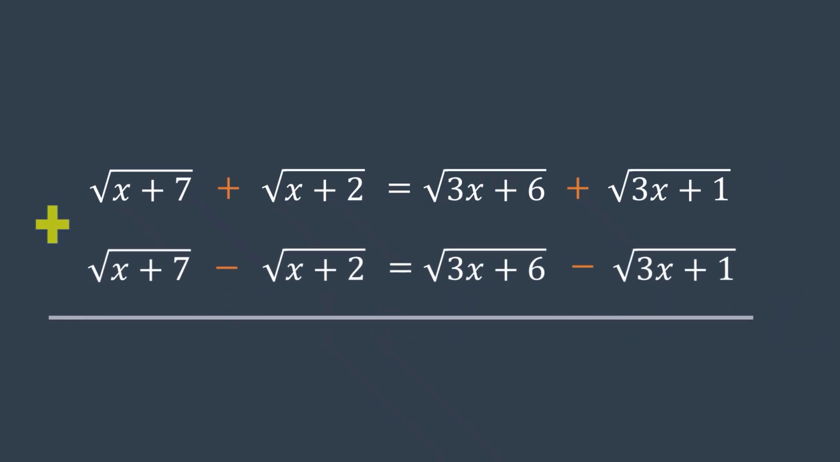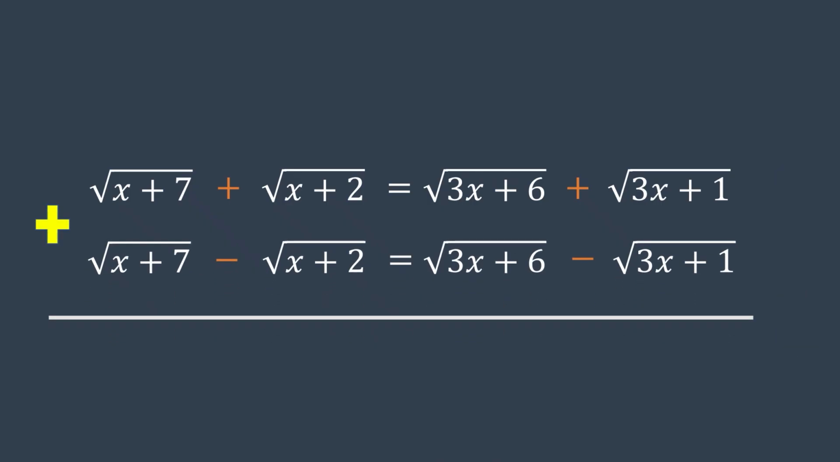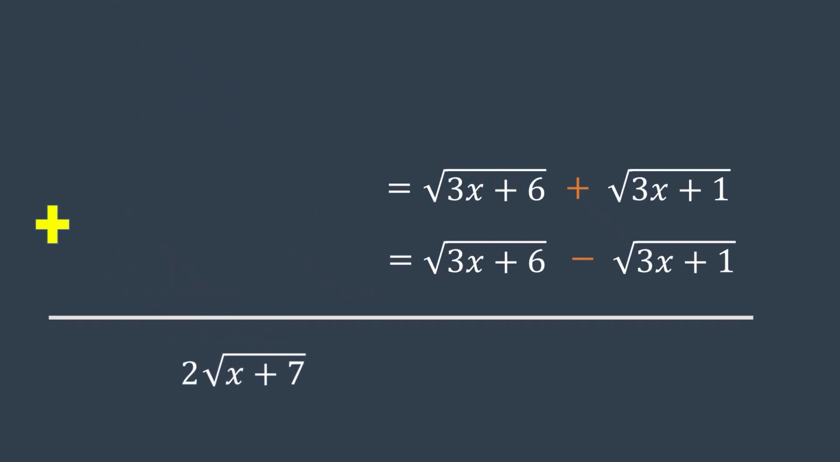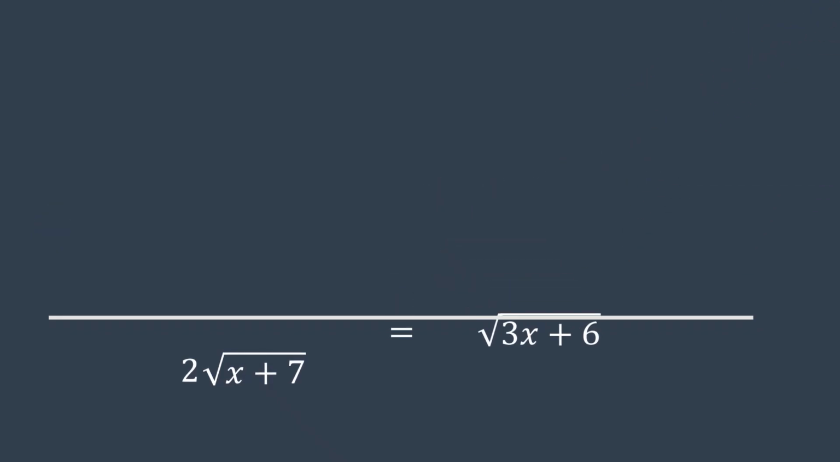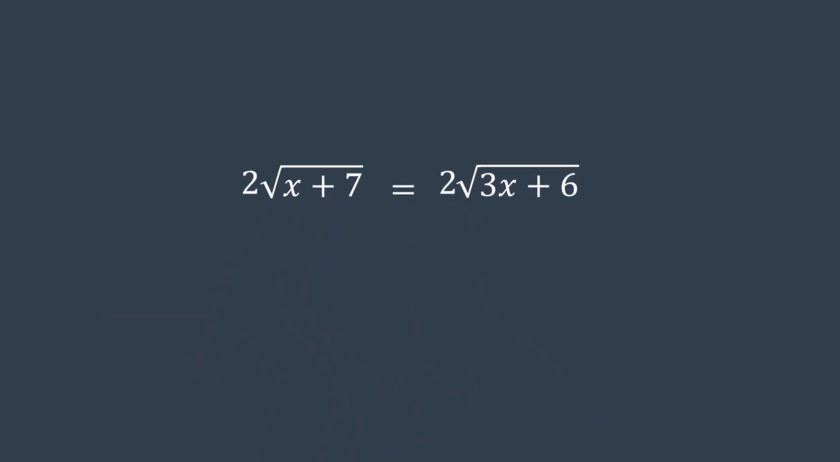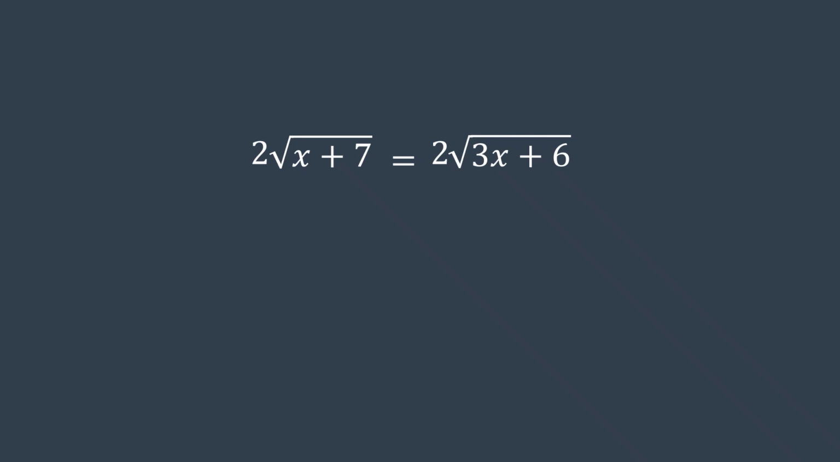Add equation 2 and equation 3 together. On the left side, the plus and minus cancel, leaving 2 times square root of x plus 7. On the right side, the plus and minus cancel, leaving 2 times square root of 3x plus 6. So we get 2 times square root of x plus 7 equals 2 times square root of 3x plus 6. Divide both sides by 2. That gives square root of x plus 7 equals square root of 3x plus 6.